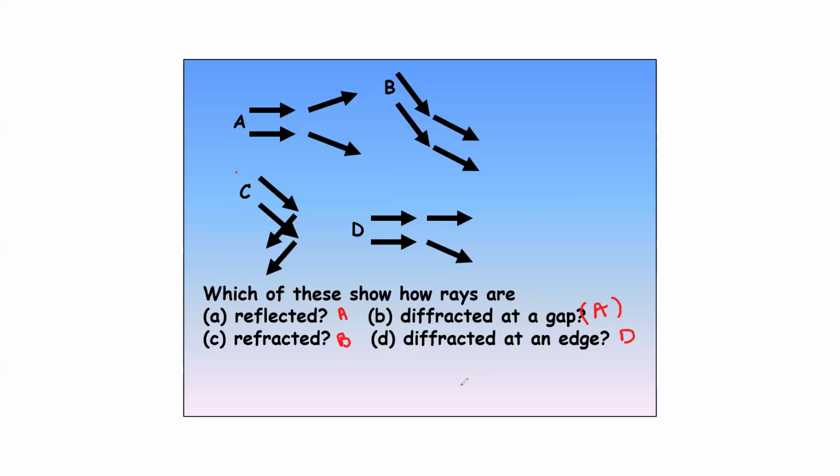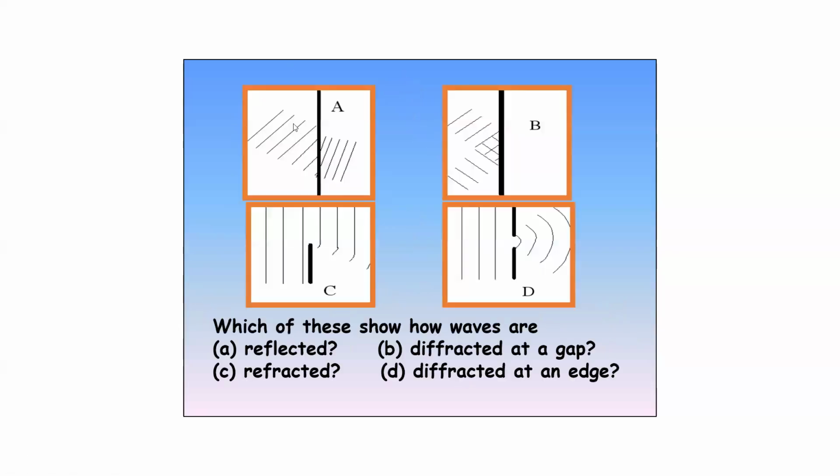So these are some of the general properties of waves. What is A representing here? A is representing refraction. What is B representing? B is representing reflection. What is C representing? C is representing diffraction at the edge, and D is representing diffraction at the gap.